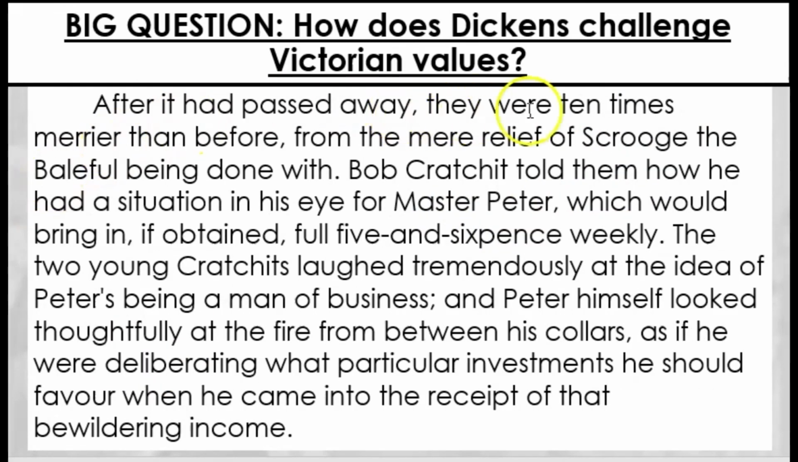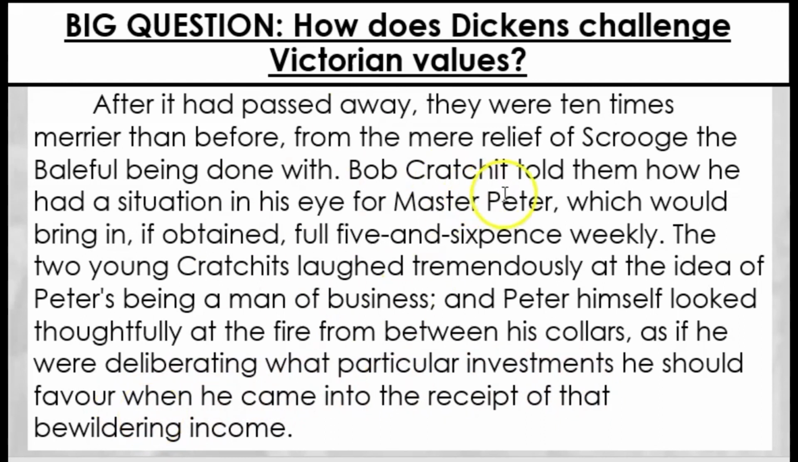After it had passed away, they were 10 times merrier than before, from the mere relief of Scrooge, the baleful, being done with him. Bob Cratchit told them how he had a situation in his eye for Master Peter, which would bring in, if obtained, full 5 and 6 pence weekly. The two young Cratchits laughed tremendously at the idea of Peter's being a man of business, and Peter himself looked thoughtfully at the fire from between his collars, as if he were deliberating what particular investments he should favour when he came into the receipt of that bewildering income.